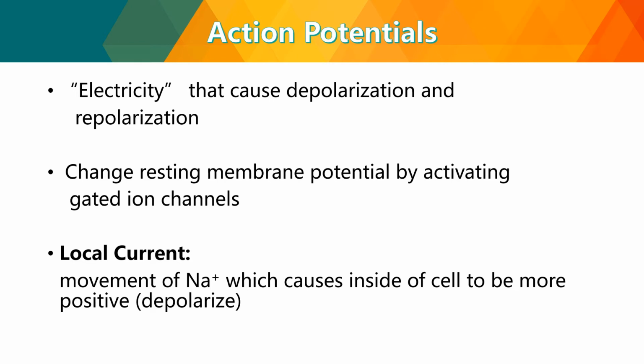So the action potentials, these are actually what you call the electricity that cause the depolarization and repolarization of your neurons. So the change in resting membrane potential is by activating the gated ion channels, and we have what you call your local current. This is the movement of the sodium ions which causes the inside of the cell to be more positive, which actually ignites the depolarization. Okay, again, please remember how your depolarization and then repolarization and then resting membrane happens.